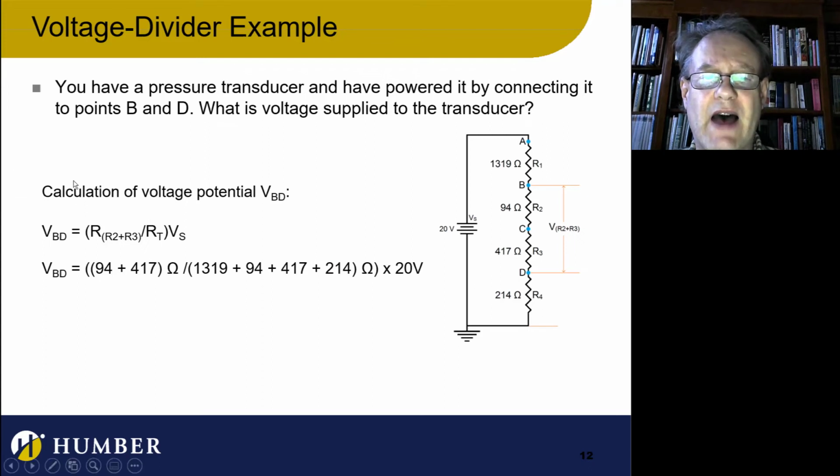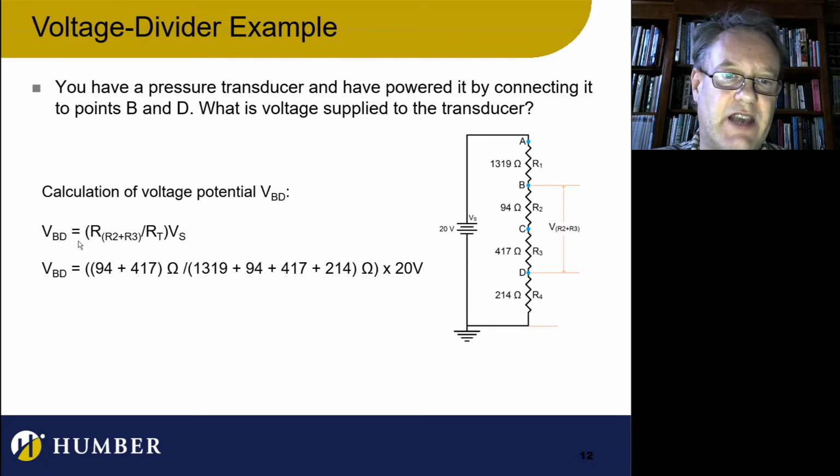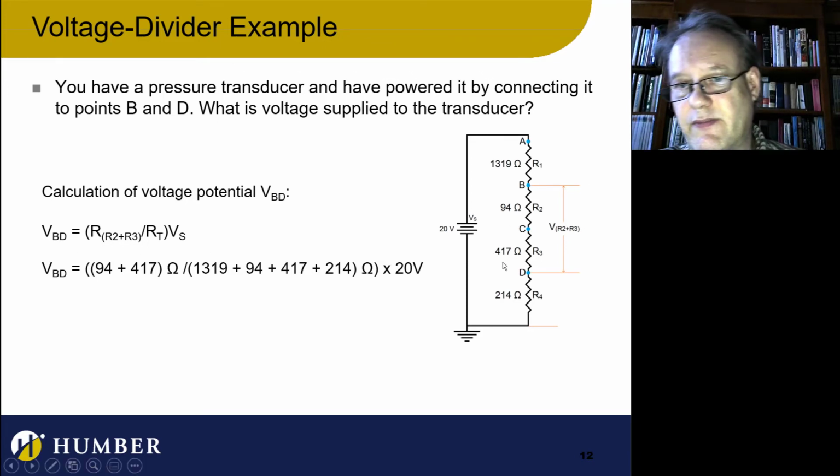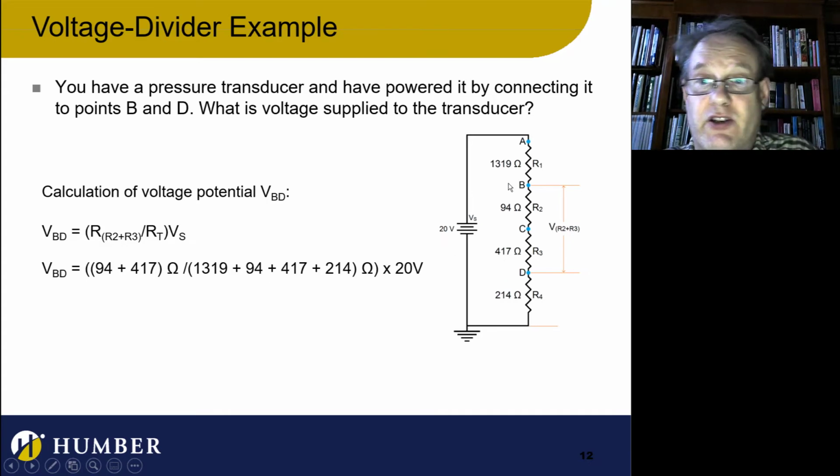There you go, I'm filling in the values. In this case, VBD, the voltage between here and here, what is that voltage? I'm going to find the ratio, which is essentially their total resistance. In this case, it's R2 plus R3, so 94 plus 417, divided by the total resistance. I'm just filling in the values, and these brackets are helping me do that. I'll put my units in, press play, and I got 5 volts.